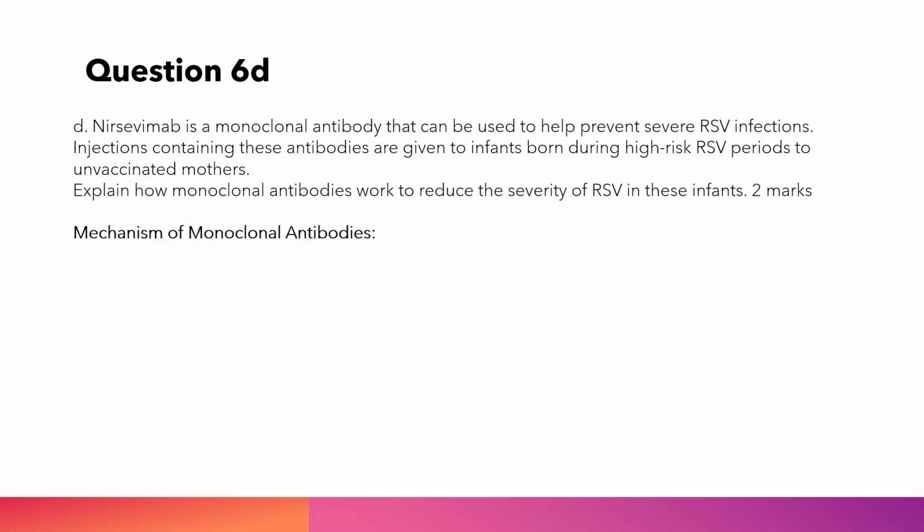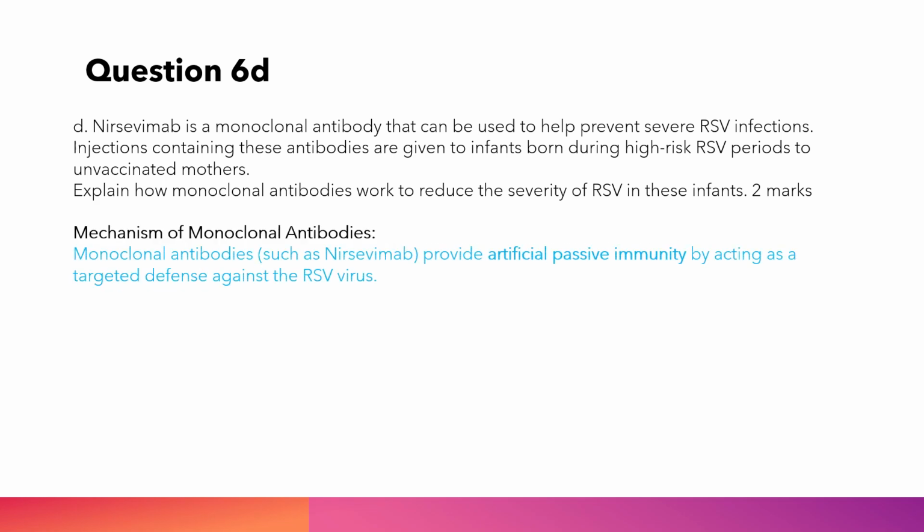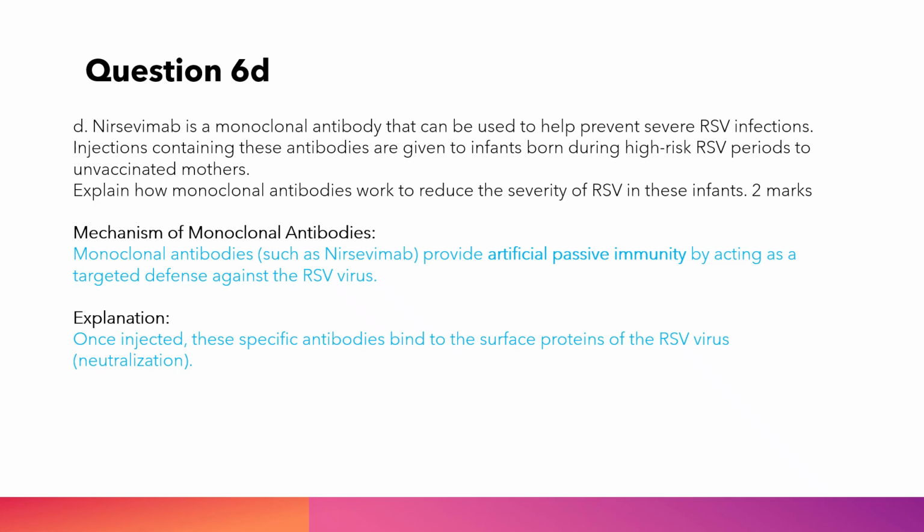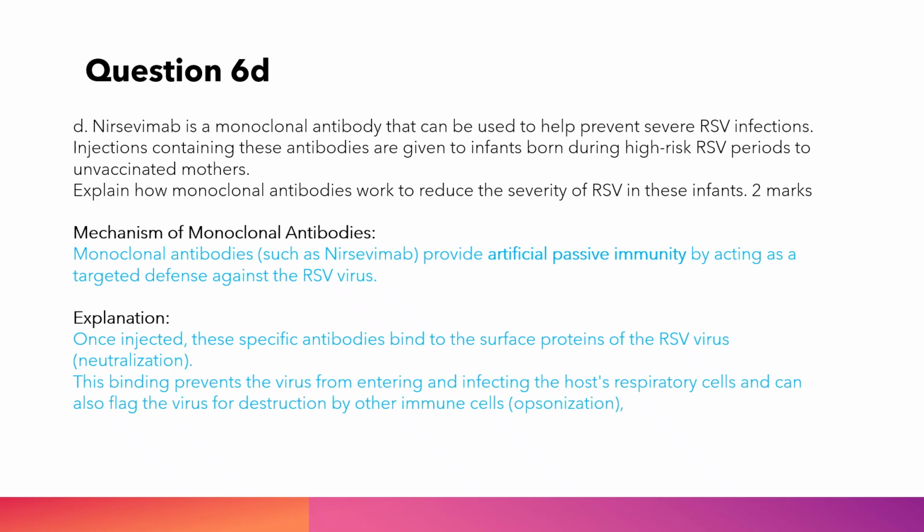Mechanism of monoclonal antibodies. Monoclonal antibodies, such as nirsevimab, provide artificial passive immunity by acting as a targeted defense against the RSV virus. Explanation. Once injected, these specific antibodies bind to the surface proteins of the RSV virus, neutralization. This binding prevents the virus from entering and infecting the host's respiratory cells, and can also flag the virus for destruction by other immune cells, opsonization, thereby limiting the viral load and reducing the severity of the symptoms in the infant.